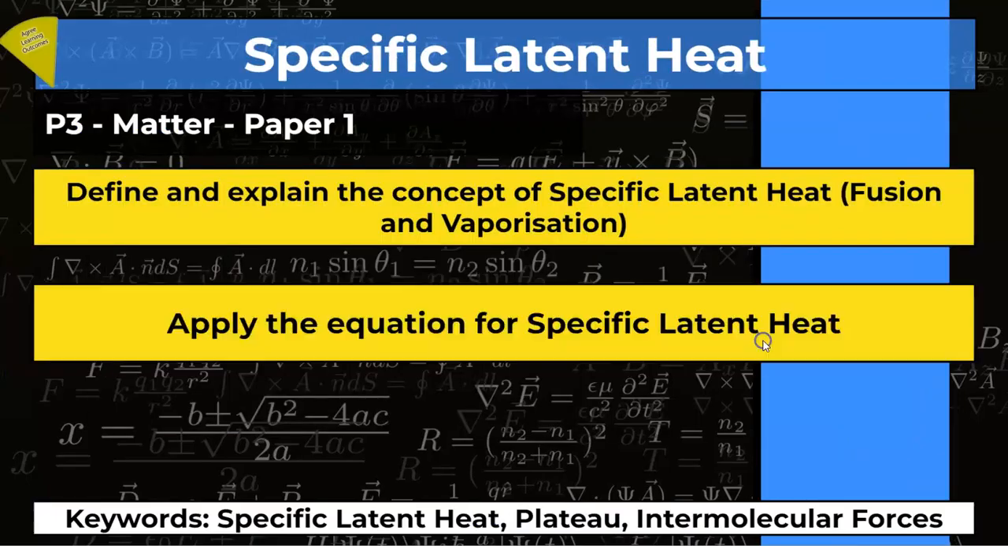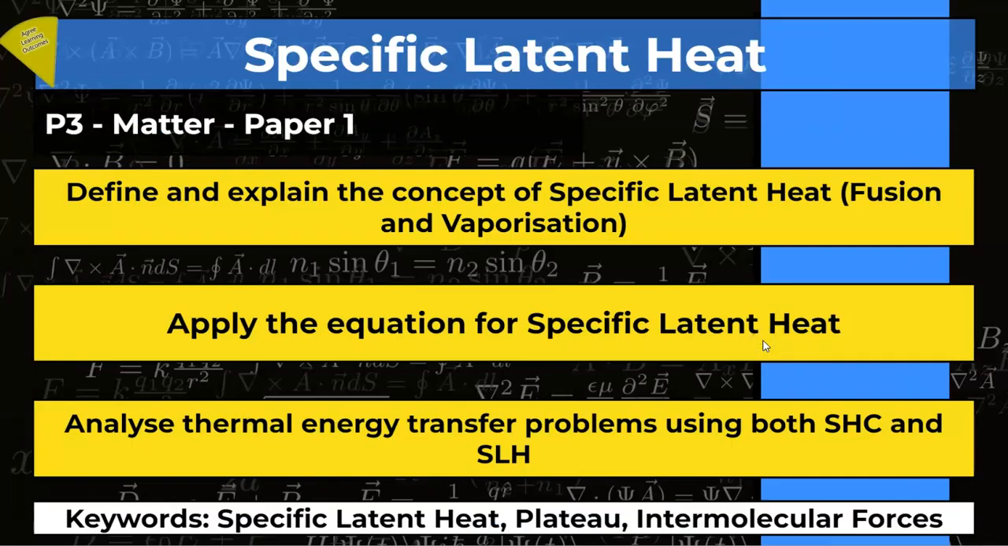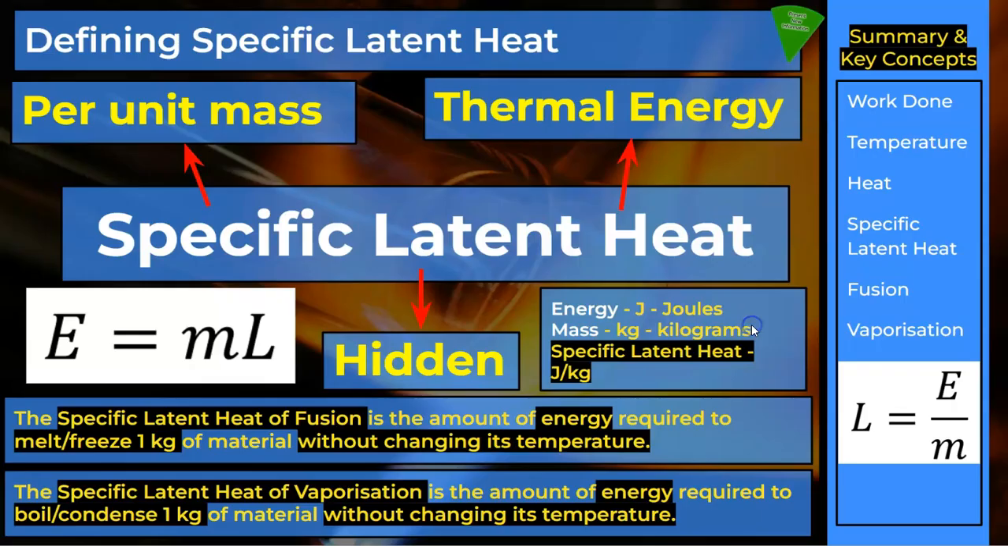Covering off latent heat, which is obviously when we're changing state, the first and key thing that we need to be mindful of here is our definition. So please be aware that there are 2 definitions for latent heat. One for latent heat of fusion, which is the amount of energy required to melt or freeze 1 kilogram of material, and latent heat of vaporization, which is to boil or condense.